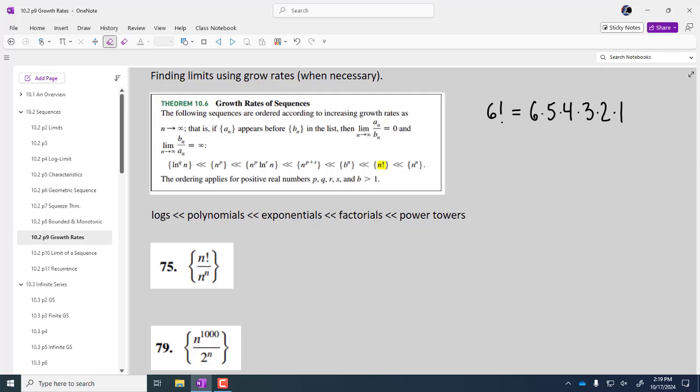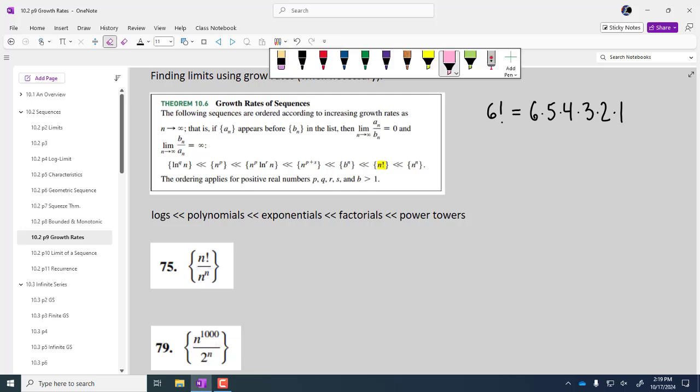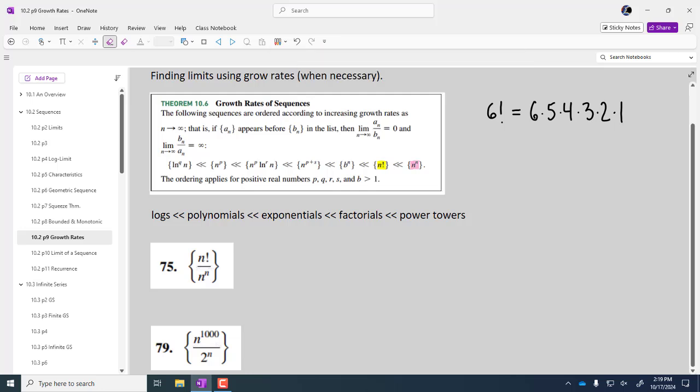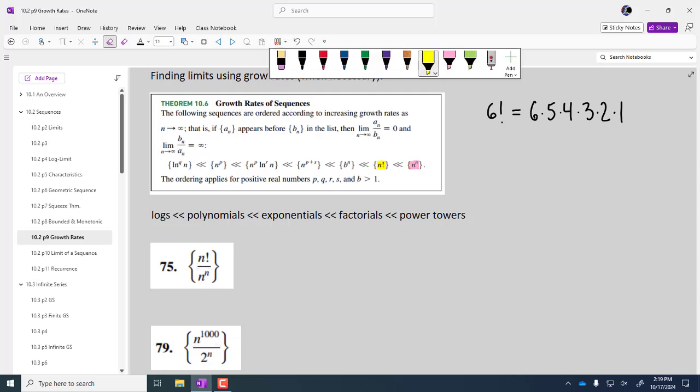But not as fast as this one. The one on the far right is the power tower. And that power tower grows the fastest of them all. Power tower flies. n to the n.